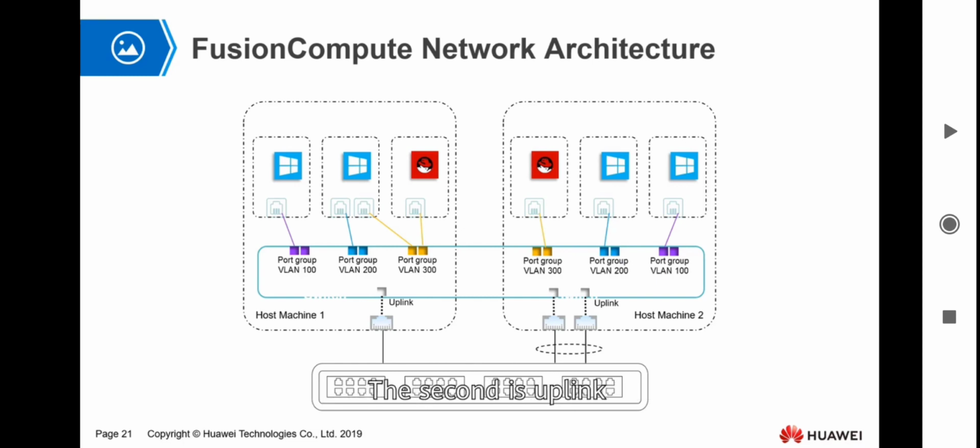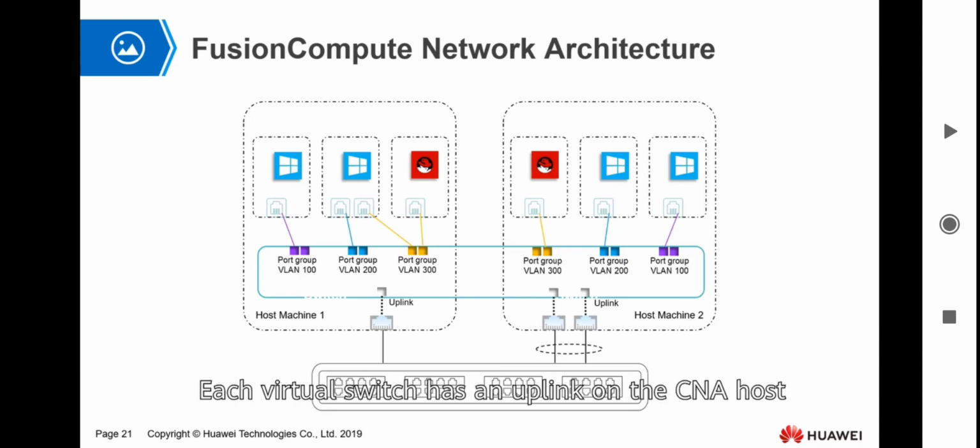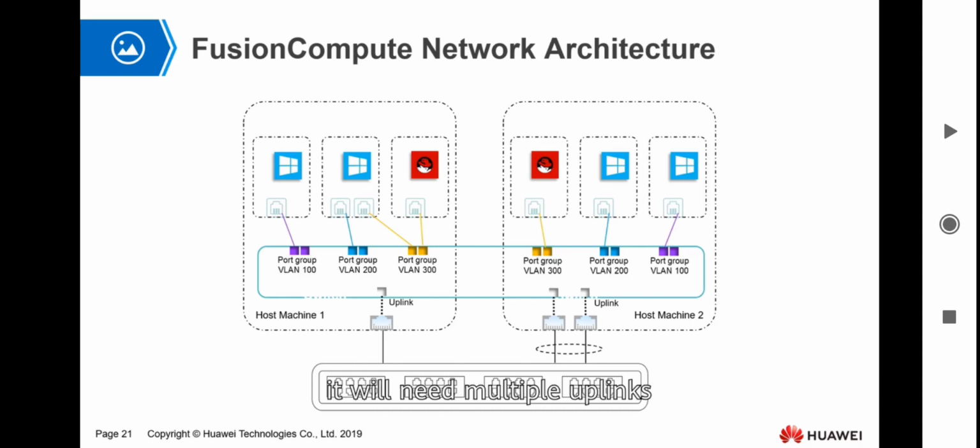The second is uplink. The port that the virtual switch links to the physical NIC is the uplink. The uplink is the boundary between the virtual network and the physical network in Huawei's FusionCompute. It goes up to the virtual network and goes down to the physical network. Each virtual switch has an uplink on the CNA host. If there are multiple virtual switches on this CNA, it will need multiple uplinks. The uplink may correspond to a single network port or a link bonded with multiple network ports.